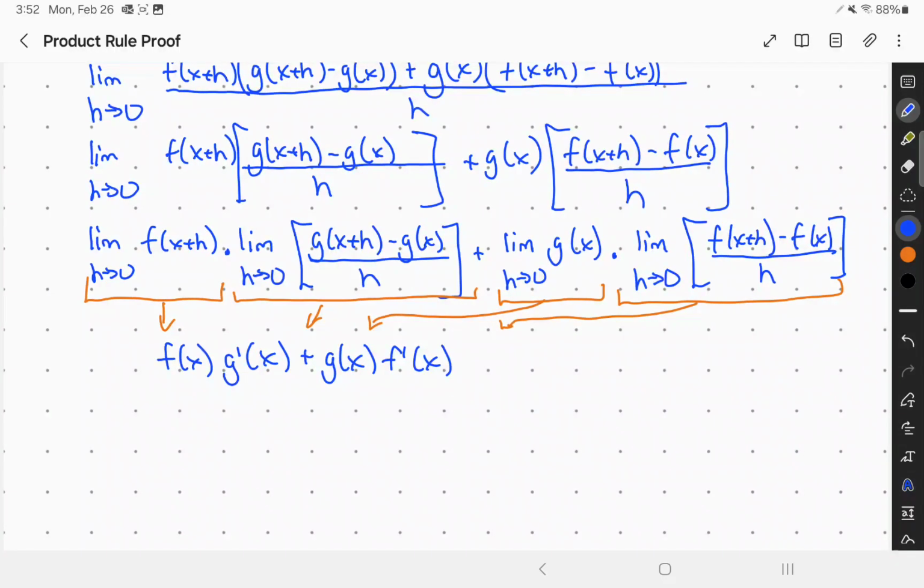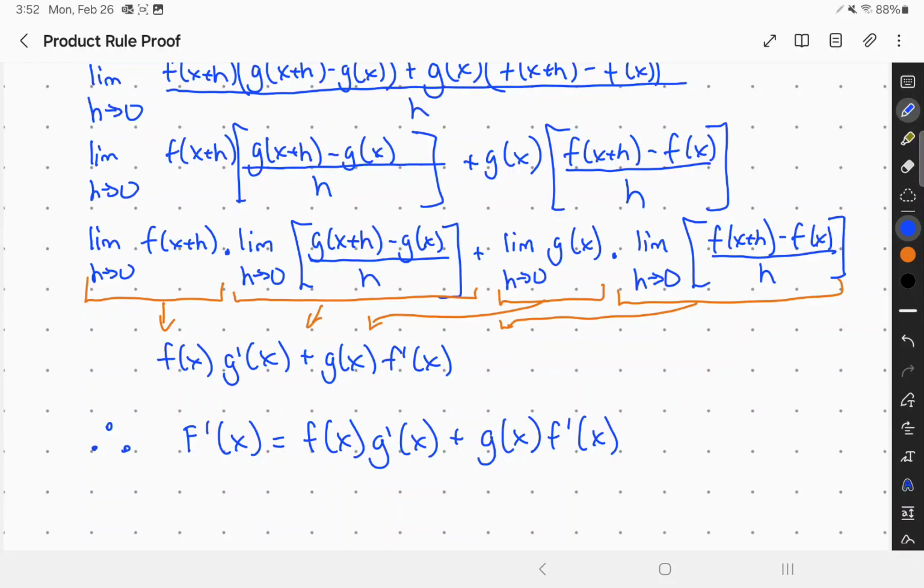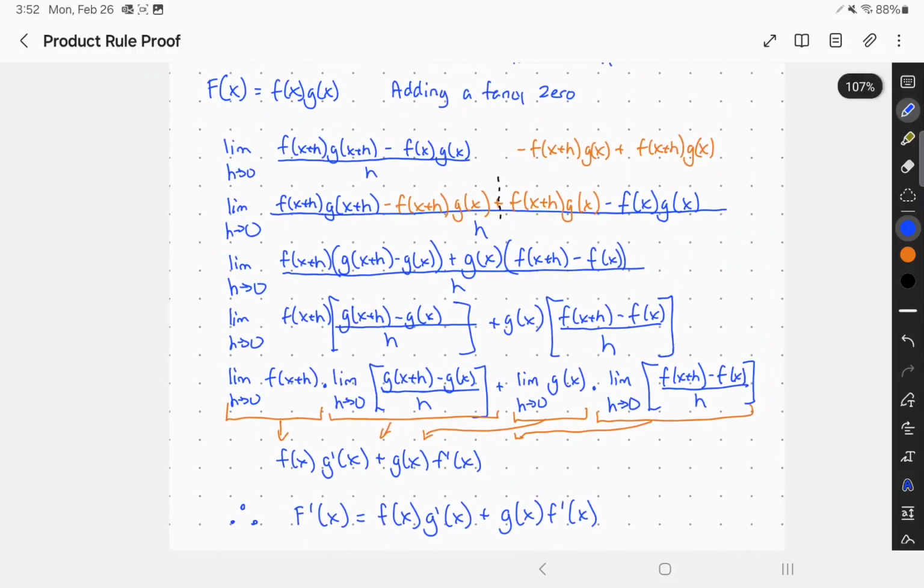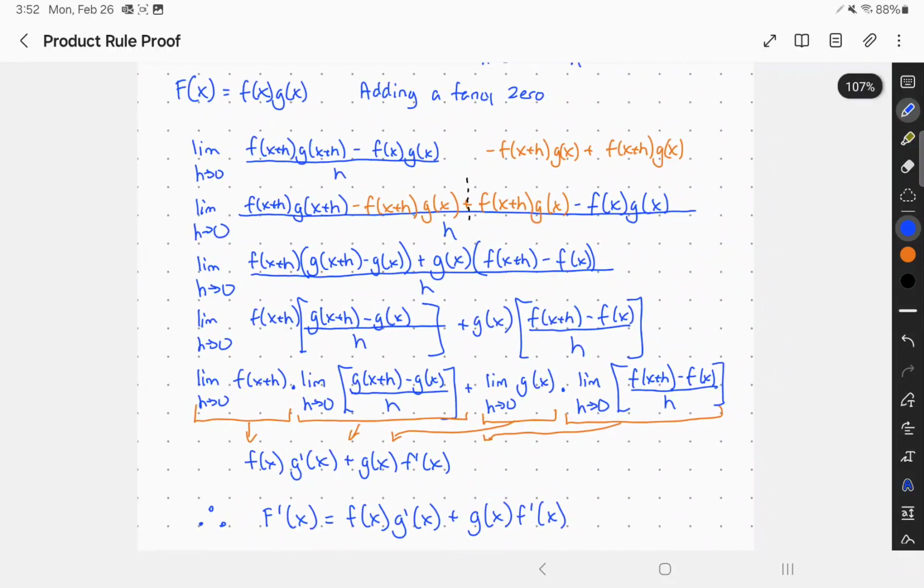So we could finally conclude, therefore, capital F prime of x is equal to f of x g prime of x plus g of x f prime of x. So there it is, start to finish. All depends on that fancy 0.